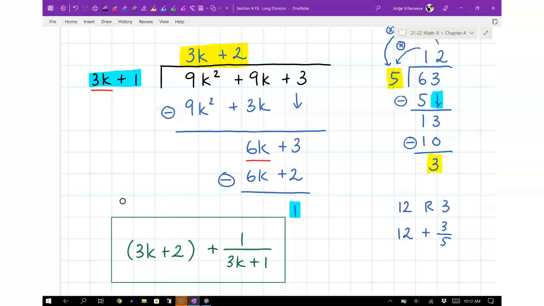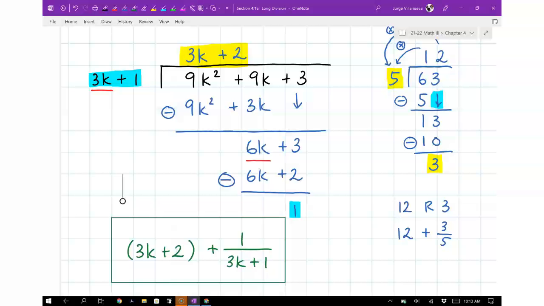1 is my remainder. Now, in elementary school, you probably would have written 3k plus 2 remainder 1. But the way they want you to do it now is, if this was a negative number, you put minus. If this is positive, you put plus. So for us, it was a plus, the remainder over what you're dividing by, 3k plus 1. Okay? So that would be our answer for question number 5.